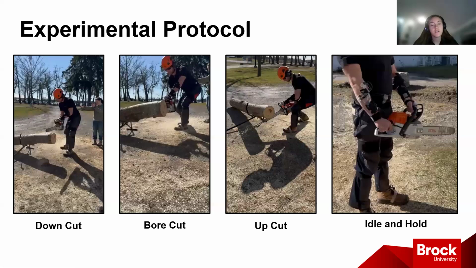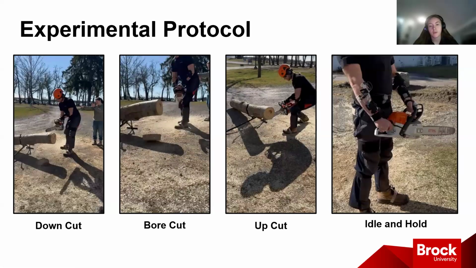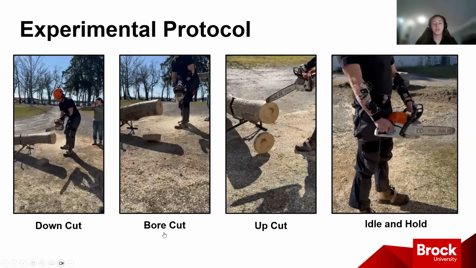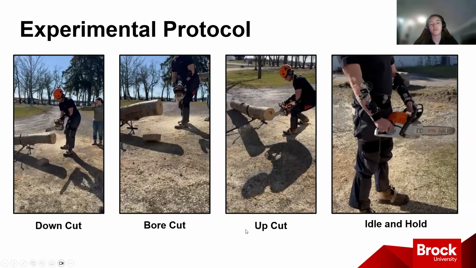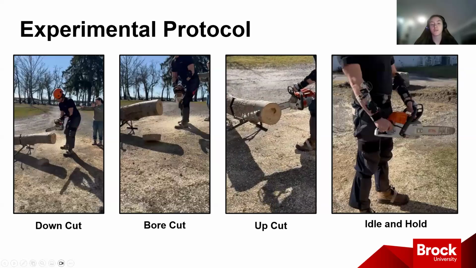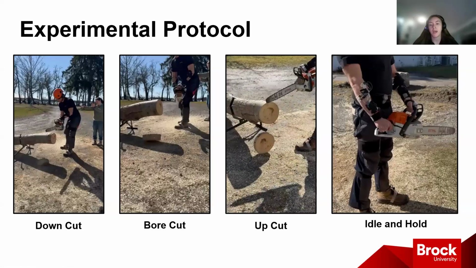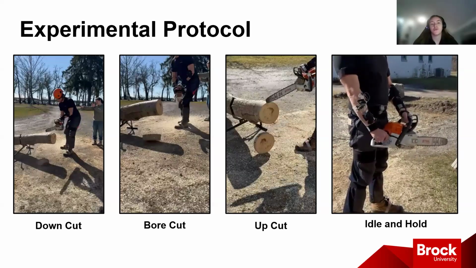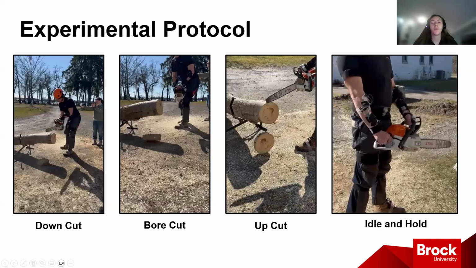Then we have an up cut. So essentially, it's the opposite of a down cut. The top portion of the bar is just placed underneath the log, and you're cutting in an upwards motion. And again, they perform this one 3 times. And then finally, an idle and hold, where individuals were just instructed to stand in a neutral or comfortable posture with both hands on the saw while it vibrated for about 30 seconds.